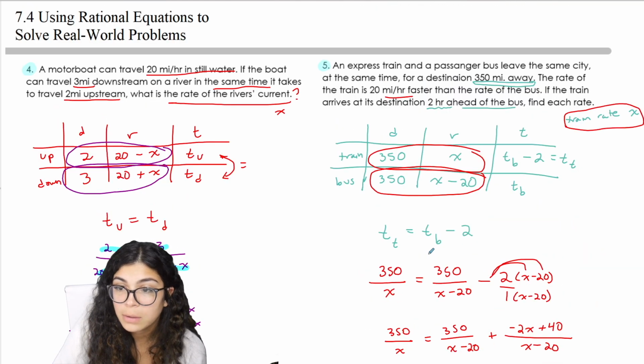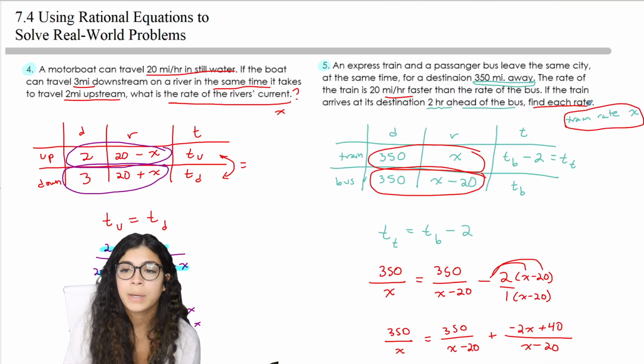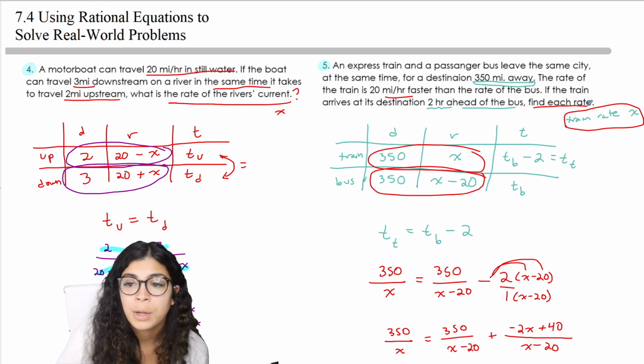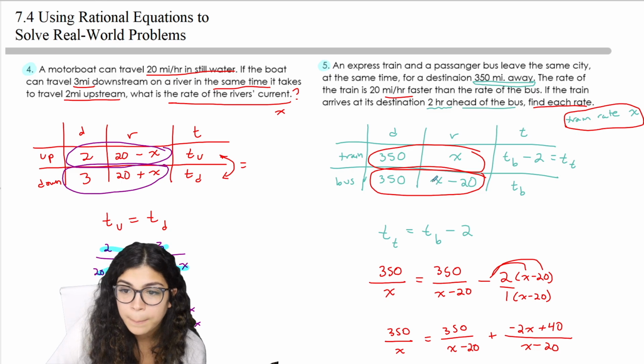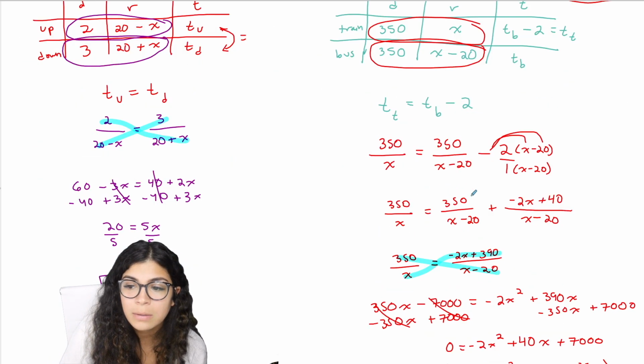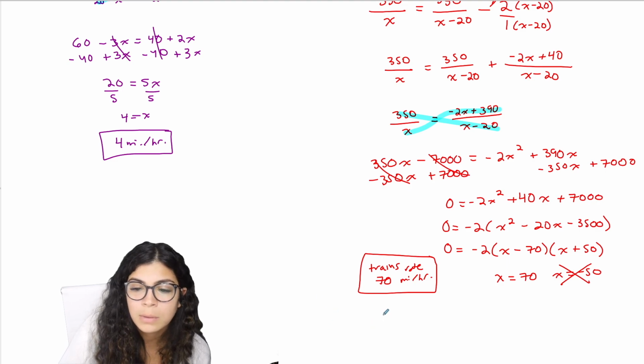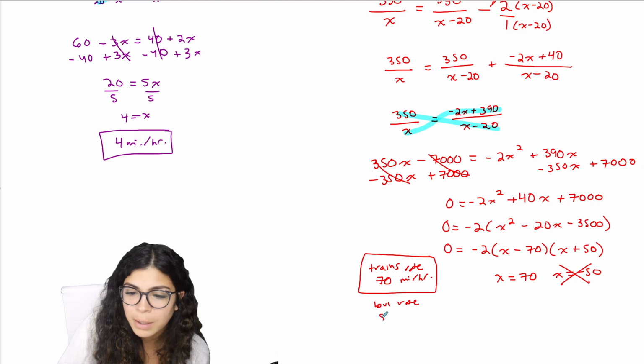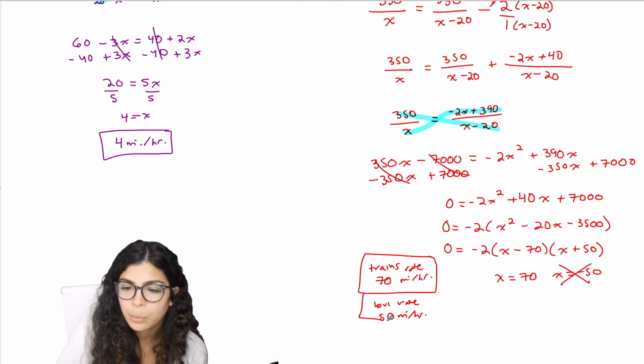And if we look back at the question, they asked us to find each rate. So I need to figure out the rate of the bus as well. Now, the rate of the bus is the rate of the train minus 20. So X minus 20, X is 70, 70 minus 20. The bus rate is 50 miles per hour. So those are both rates.